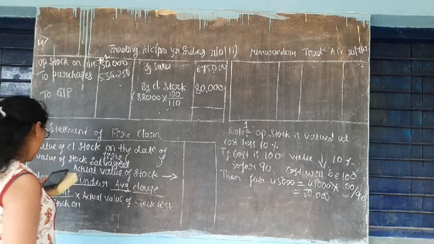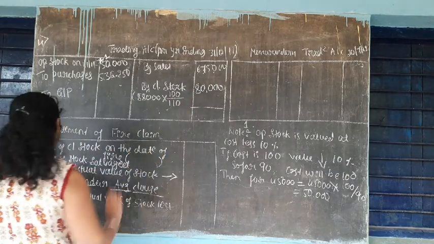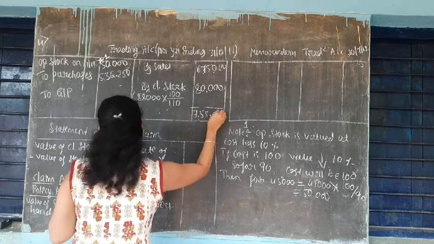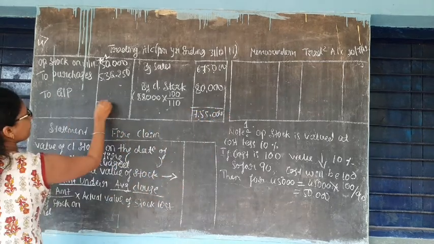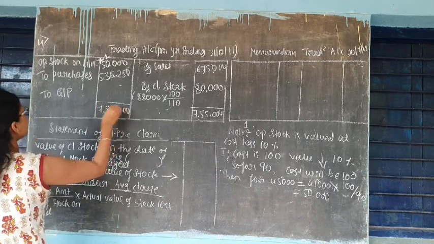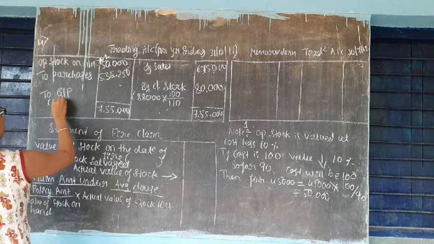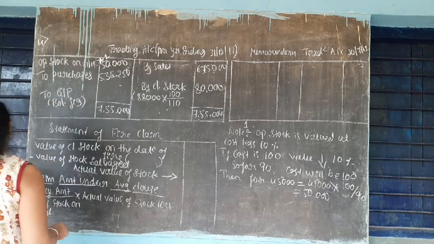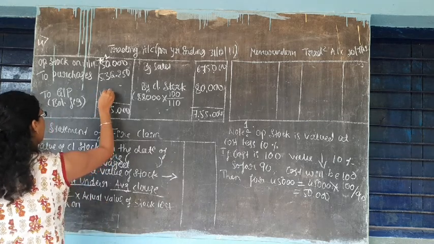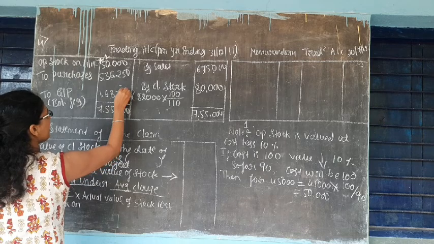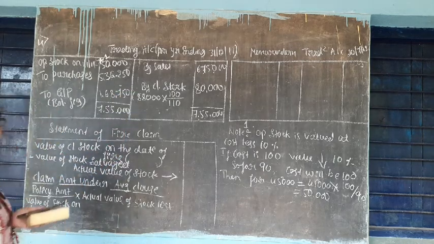So now make the total of it. Total is 7,55,000 on both the sides, 7,55,000 rupees. And here in trading account, balancing figure will be gross profit, and gross profit is 1,68,750. This is your gross profit.